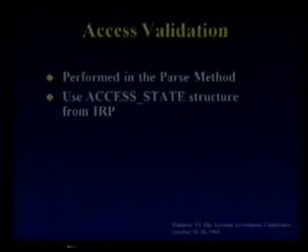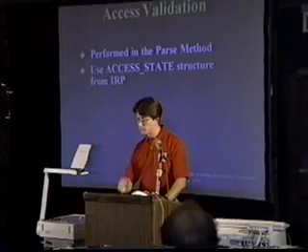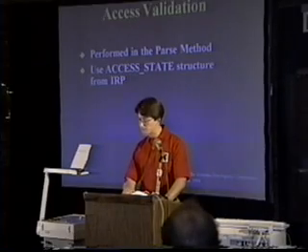Access validation typically happens in the parse method, where you're doing name resolution. You're actually trying to find out which file the person is referring to. And you get the file, and that's when you're going to decide if you want to satisfy this open request. An access state structure will be passed to you in the create IRP. And that's about the grand extent of what I know about create IRPs, is that you're going to get an access state structure in one of them.